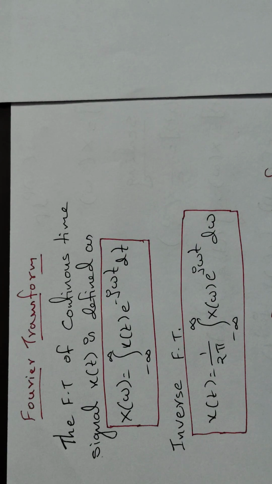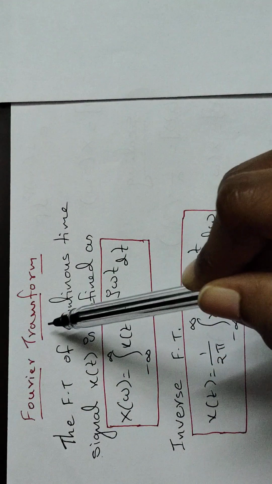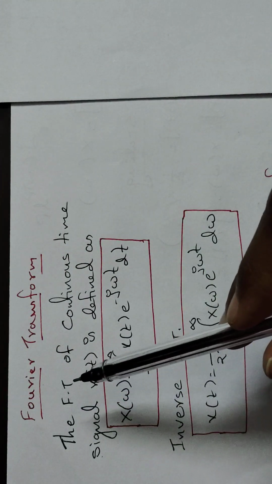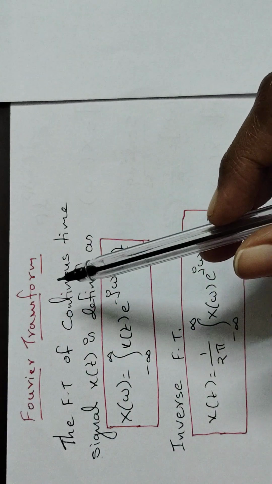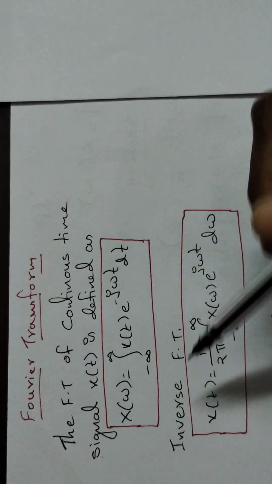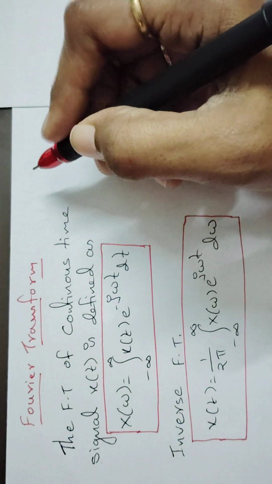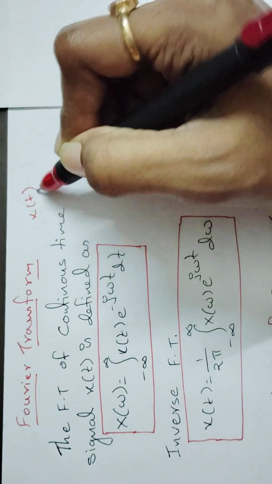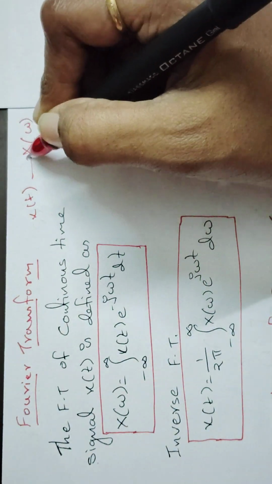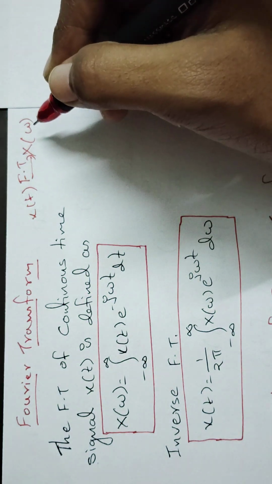In this video I am going to explain about the Fourier transforms. Here the Fourier transform is nothing but the transformation from one domain to another domain. So in signals and systems, the Fourier transform is defined as it converts from time domain to frequency domain. The time domain signal is represented as x of t, and the frequency domain signal is represented as x of omega. So transformation from time domain to frequency domain, we call it a Fourier transform.